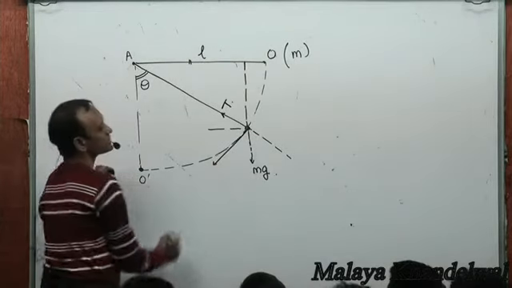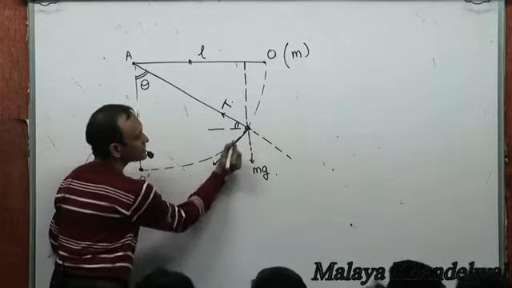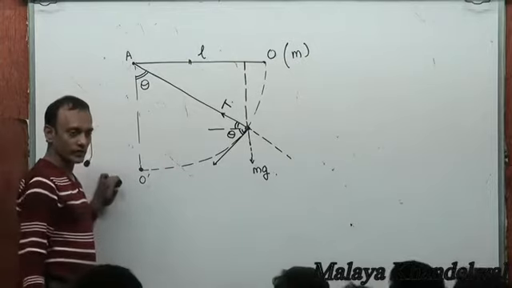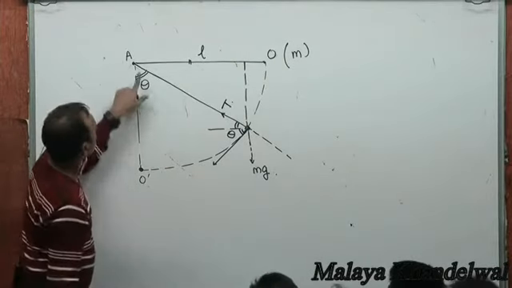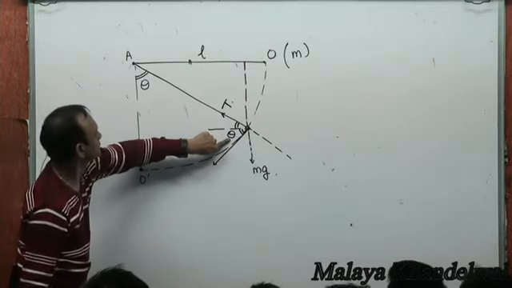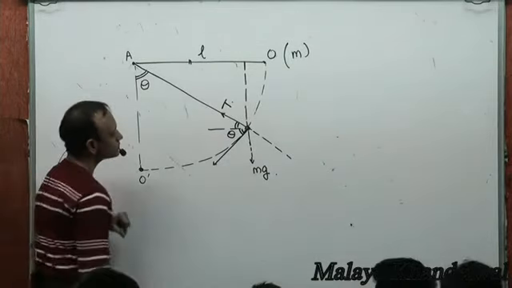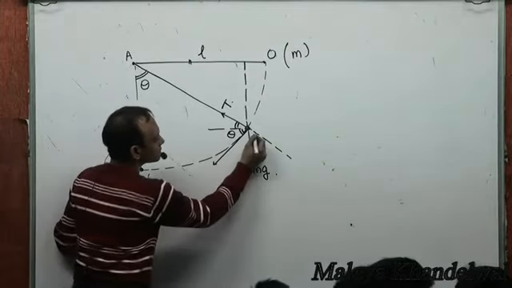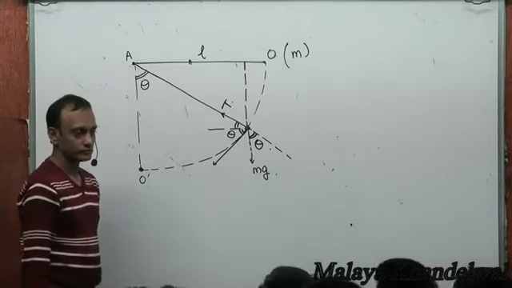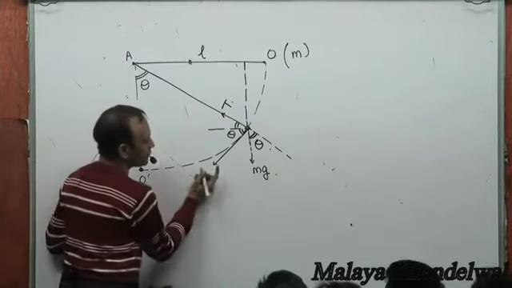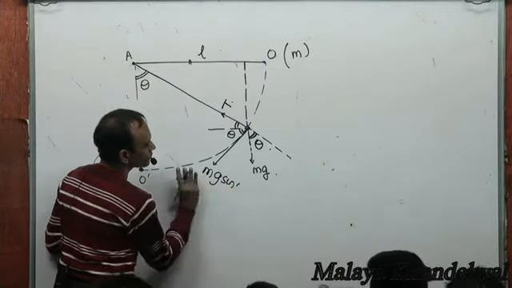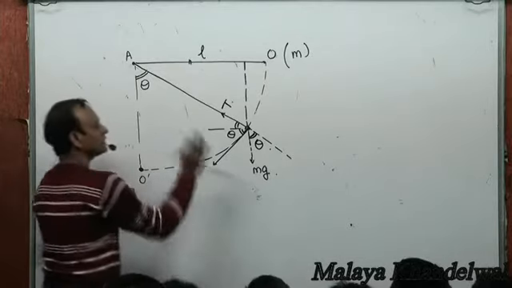This is the tangential direction. This is 90 minus theta. This then will be theta. Right? Clear? This is theta. This will be 90 minus theta. With the tangent, it will be theta. mg you might want to resolve as mg sine theta, or rather leave it like this.